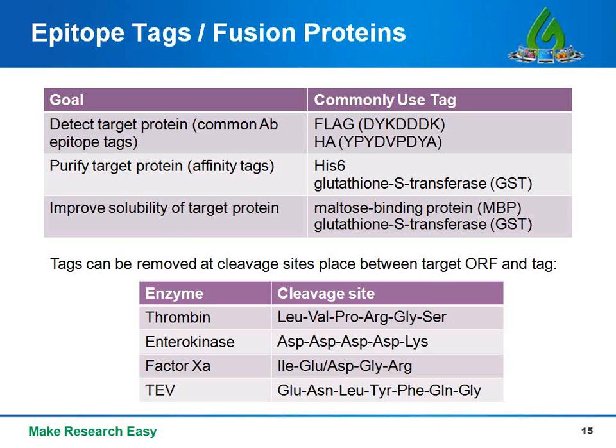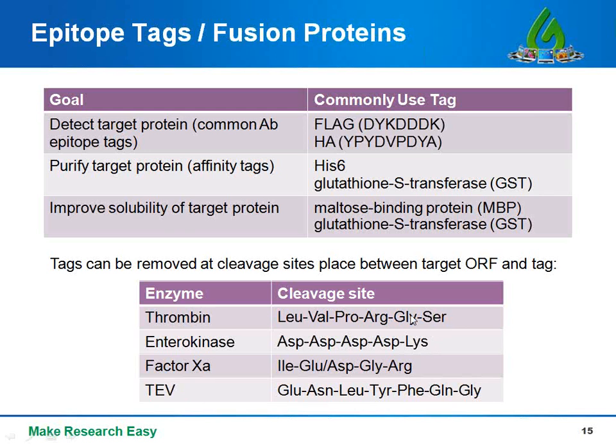Tags are generally small peptides that are not expected to interfere with the structure or function of your target protein. However, tags can be removed if you design your expression construct to include a cleavage site placed between the target ORF and the tag. So these are some commonly used proteases: thrombin, enterokinase, factor Xa, and TEV. These are the sequences that they recognize.